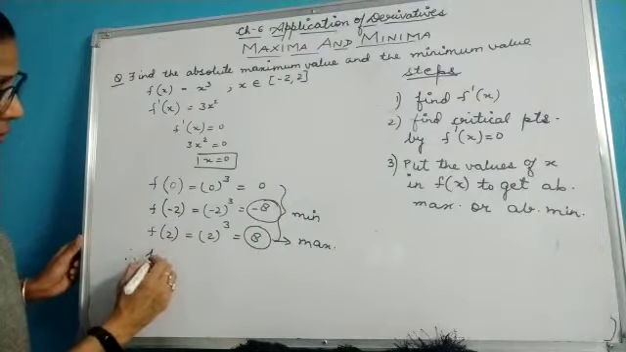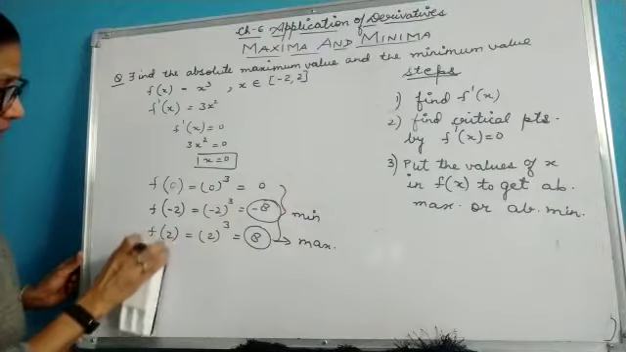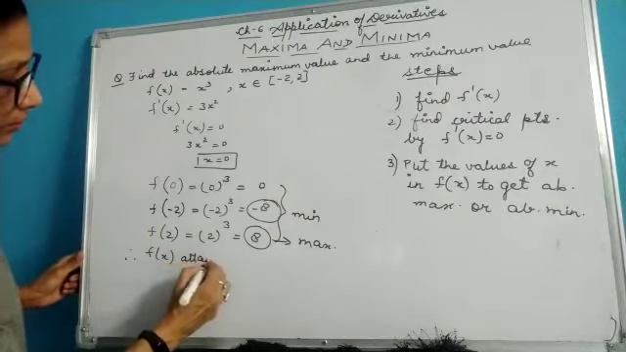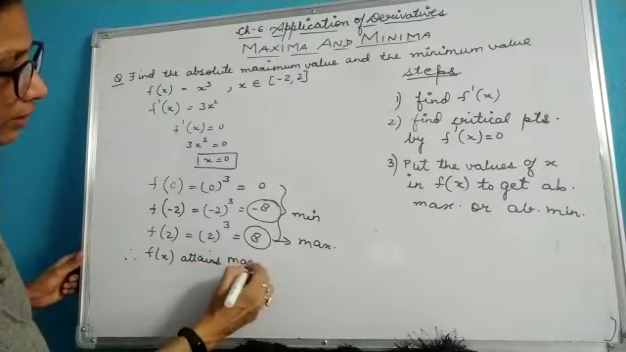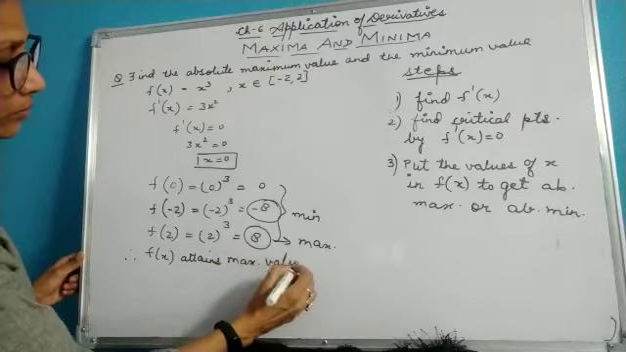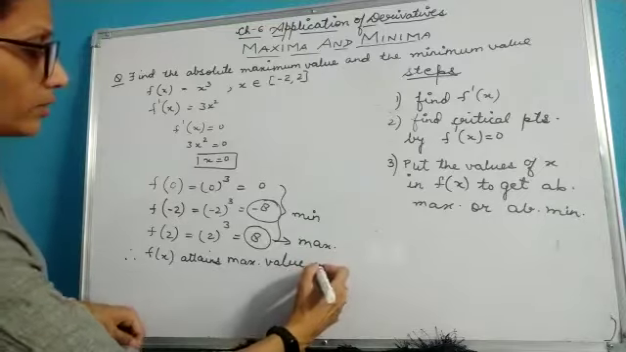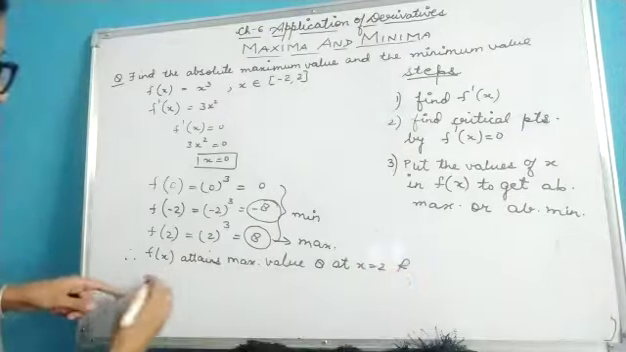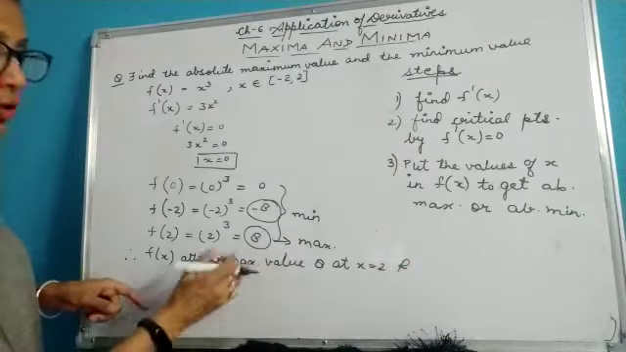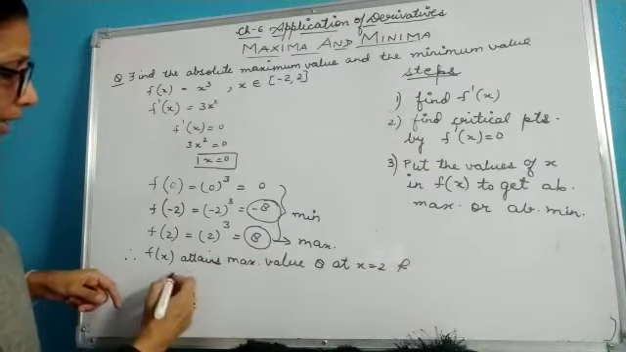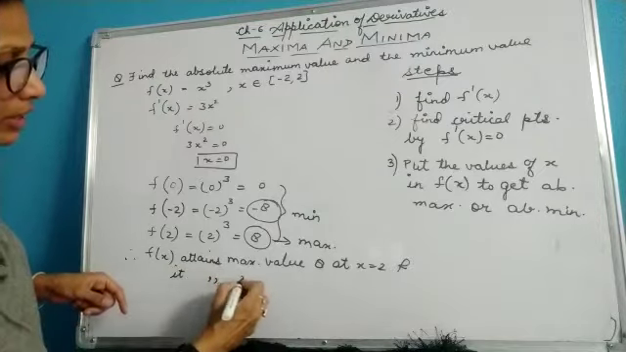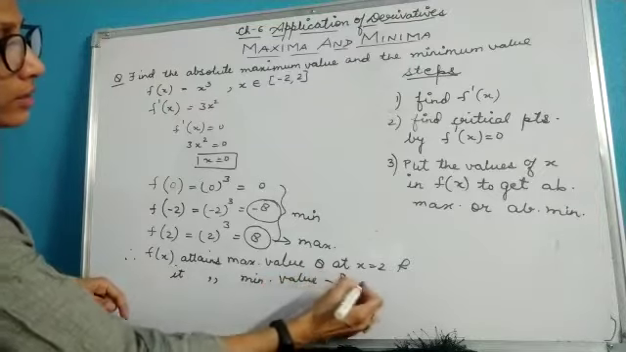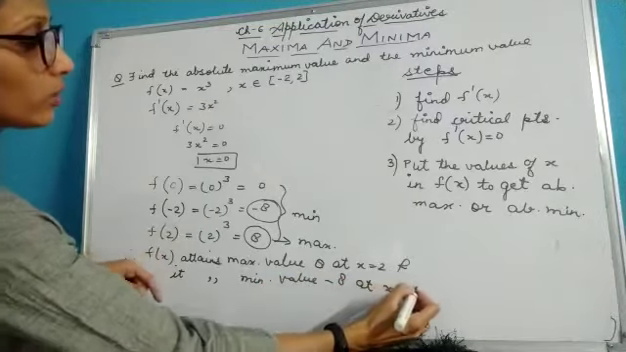Therefore, you can write f(x) attains maximum value 8 at x equal to 2, and you can say maximum value or absolute maximum value, and it attains absolute minimum value minus 8 at x equal to minus 2.